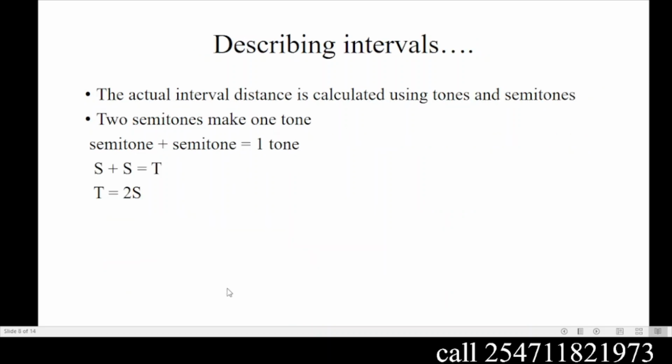Now, going to the actual distance. The real distance of an interval can be calculated using tones and semitones. You remember we were talking about counting using numerical numbers, but you also use tones and semitones. Two semitones make one tone. So a semitone plus a semitone gives you one tone. It means a half plus a half gives you one. So a tone is made up of two semitones.